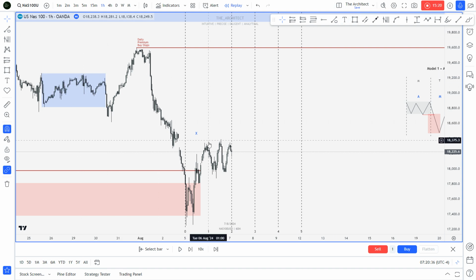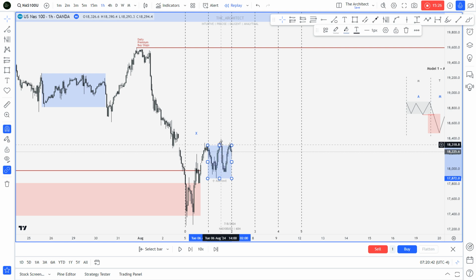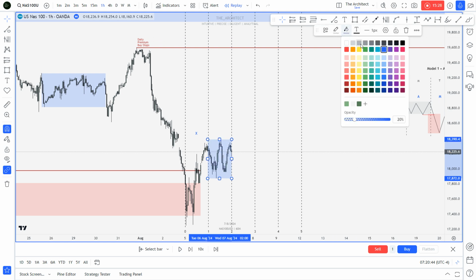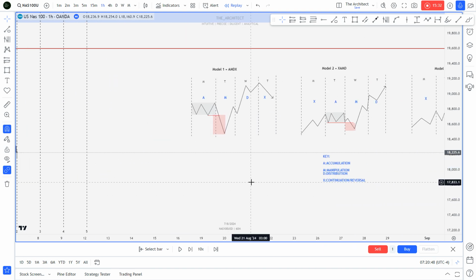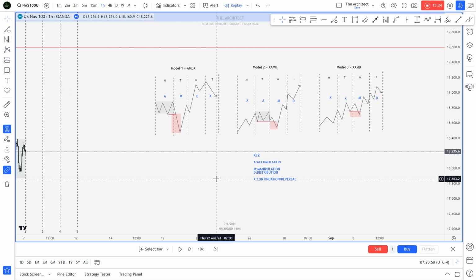So then you mark this out as an accumulation because you can see it's sideways delivery in price action, right? That is your accumulation. What is this starting to look like? Look at your three models. What is it starting to look like between model 2 and model 3? Starting to look like model 2.